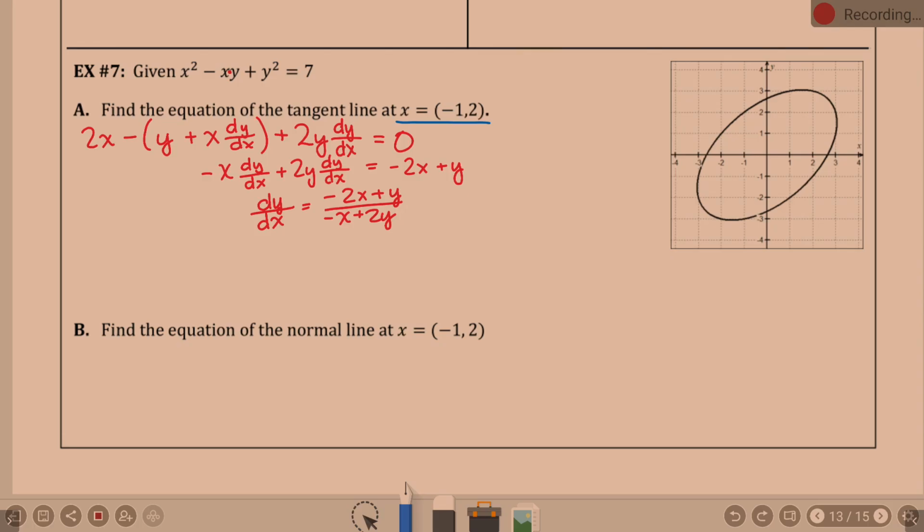Okay, what's my slope? It's that evaluated at the point negative 1, 2. So my next step is I have to find what is dy dx evaluated at the ordered pair negative 1, 2. That's what's going to find me my slope. I got 4/5. I'm going to side with the 4/5. Okay, so what is that 4/5? That is my slope.